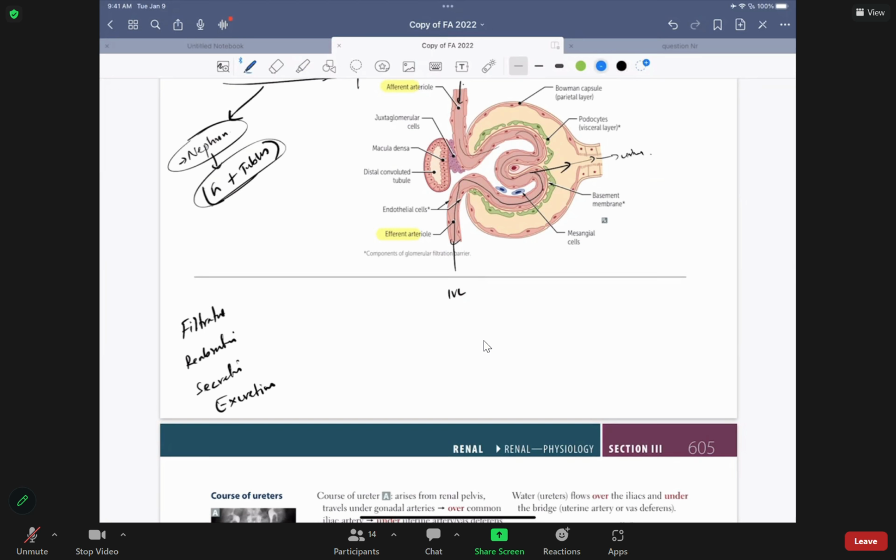Filtration means what are the substances get filtered in the glomerulus? The substance that get filtered in the glomerulus, folks, okay? Anything that you filter. When it comes to reabsorption, you are absorbing from the urine, putting it back in the blood. So these are happening in the tubules, okay?